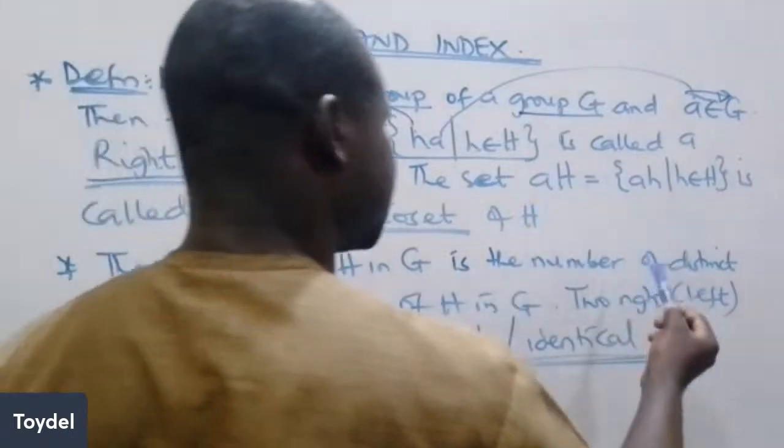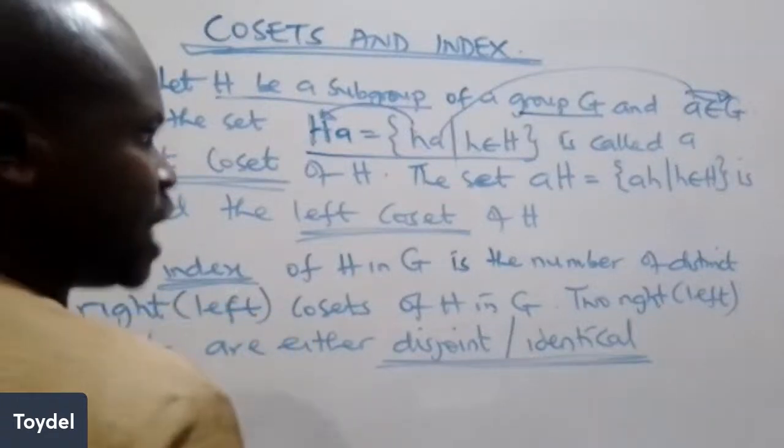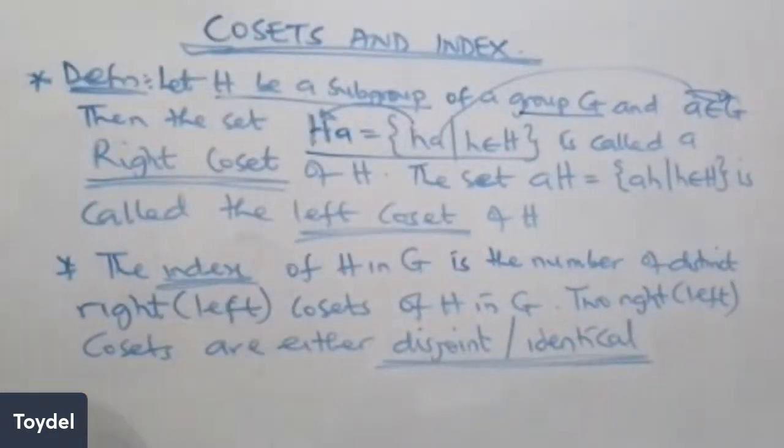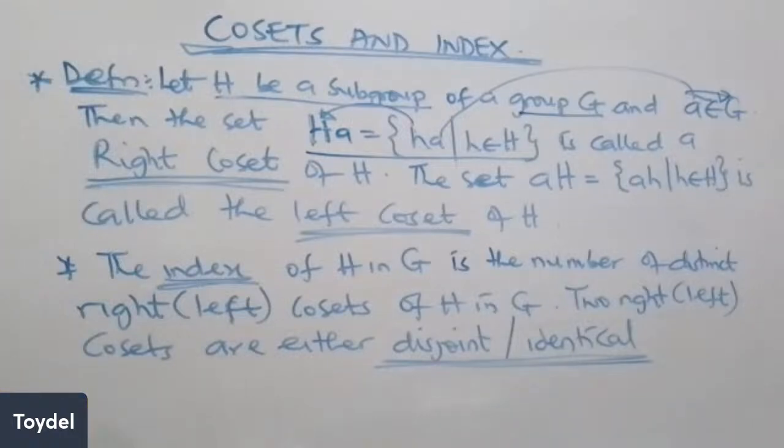And the set aH, that is when we have the element from G at the left hand side of that subgroup, aH, is called the left coset of H. So when you talk about a coset, it could be either left or right, as we have it on the board. The element a is from the group, while the small h is from the subgroup. Depending on where the element a is, if it is at the right hand side, it is called the right coset of H, and if it is at the left hand side, it is called the left coset of H. So that's how to define a coset.